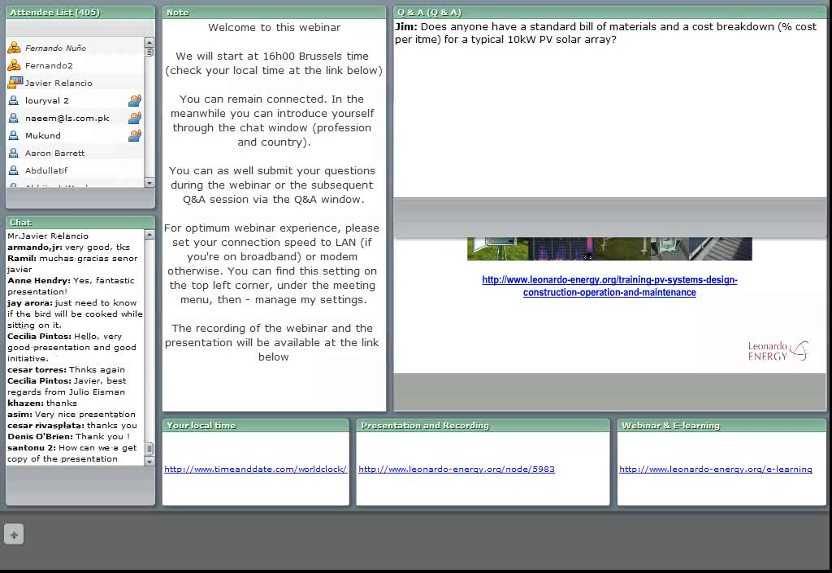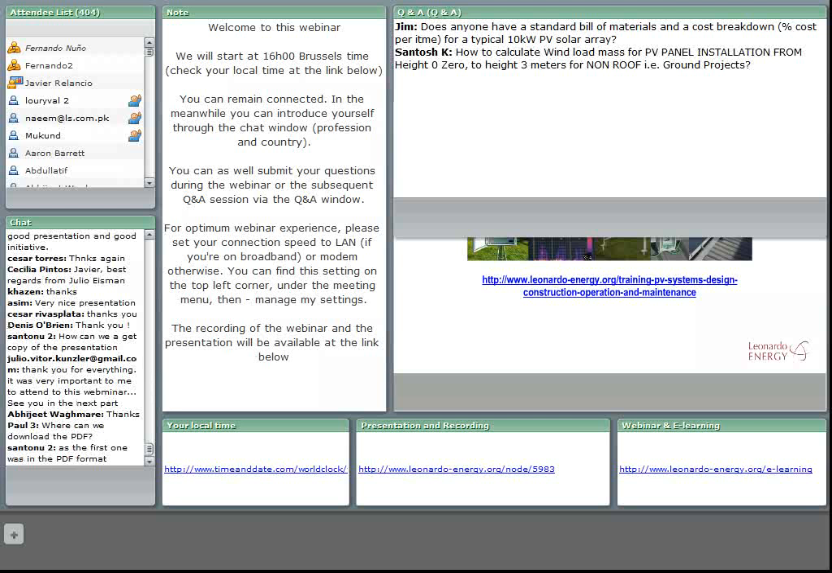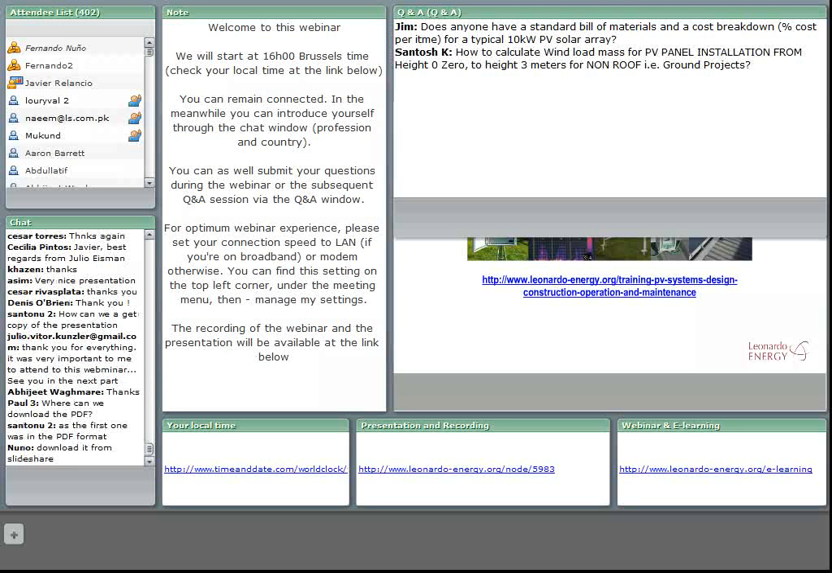Well, there is another question about wind load. So, what can you tell us about estimation of wind loads in photovoltaic installation? Thank you.